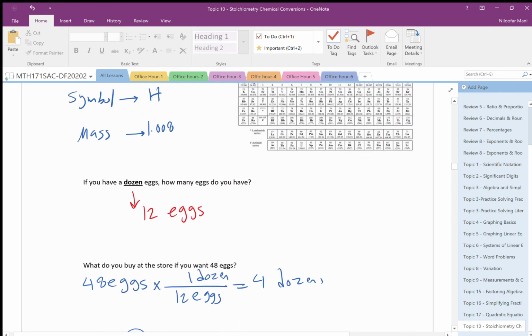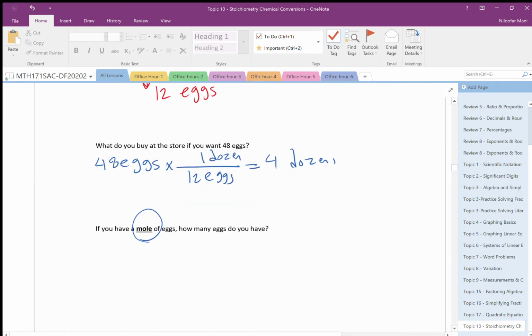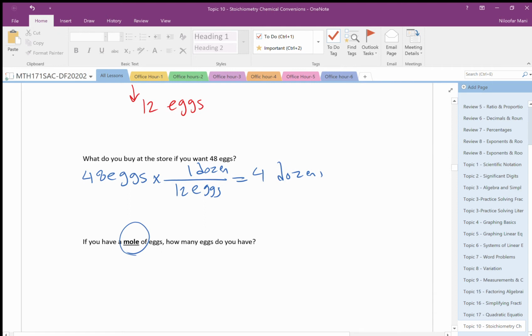So now I start with a dozen. For example, if you have a dozen eggs, how many eggs do you have? Yes, 1 dozen is 12, so I have 12 eggs. But then, what do you buy at the store if you want 48 eggs? It means how many dozen? The question is not clear, so we have to say how many dozen. You have to know you are going from number to dozen.